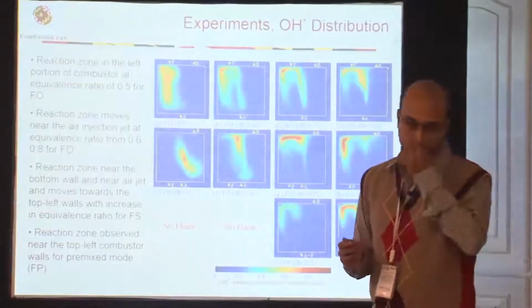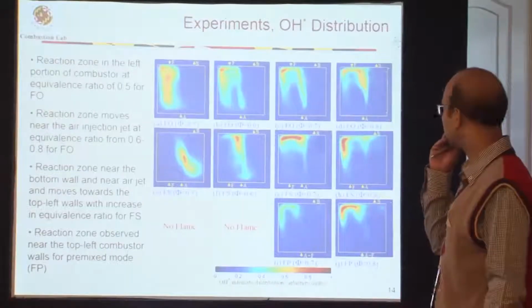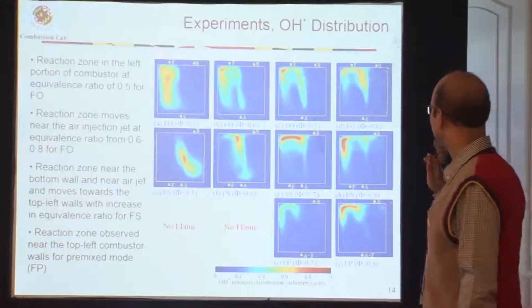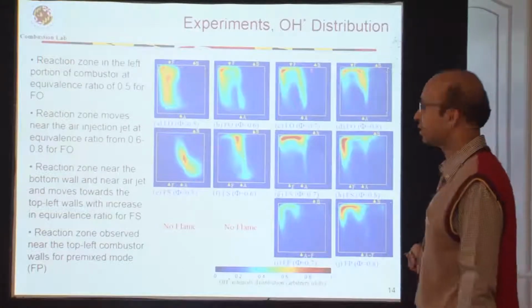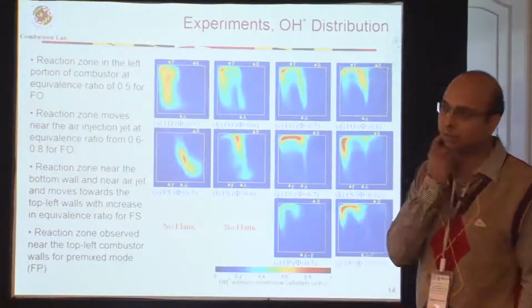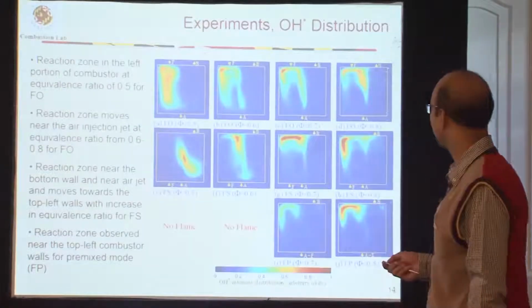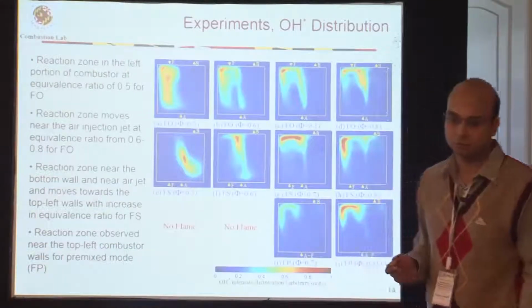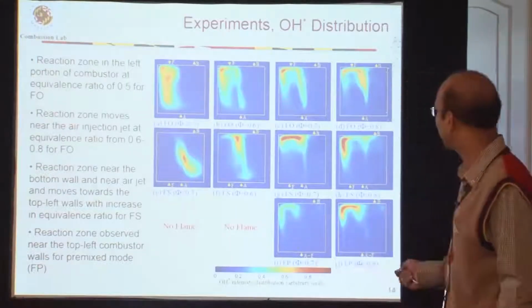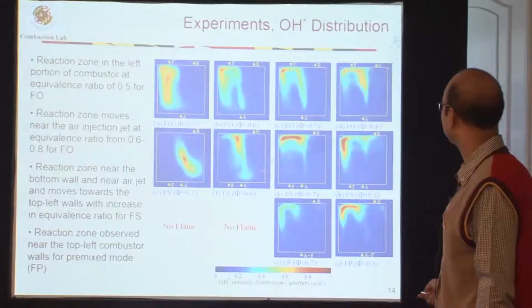So coming to the OH star chemiluminescence distribution to see where your reaction zone is. At first instant, we can note that the reaction zone is actually moving around inside the combustion chamber, and that may not be very useful. If you are designing a combustor liner which is cooled by air, then if your reaction zone is moving around, it is a big problem for cooling the combustion liner.